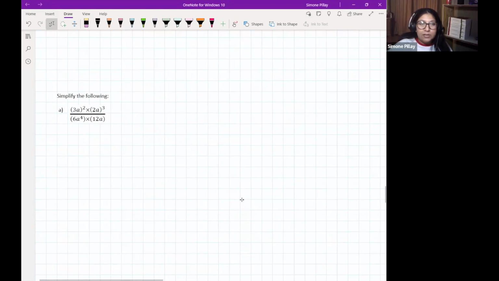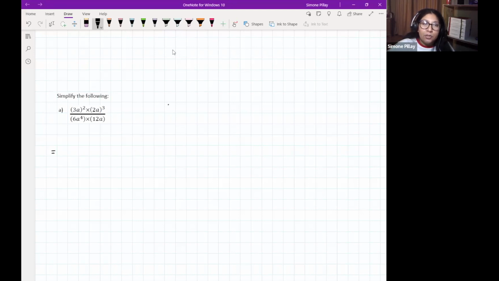Last question before we close up, we're looking at A. So what am I doing? Can I simplify my numerator or denominator? Yes, I can. I don't have to break up my fraction just yet.